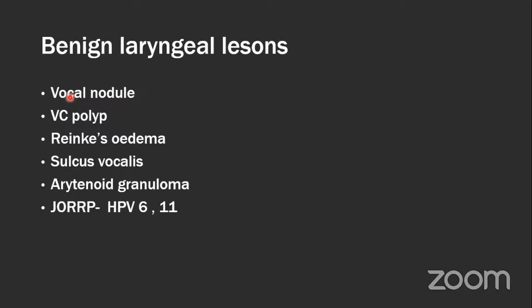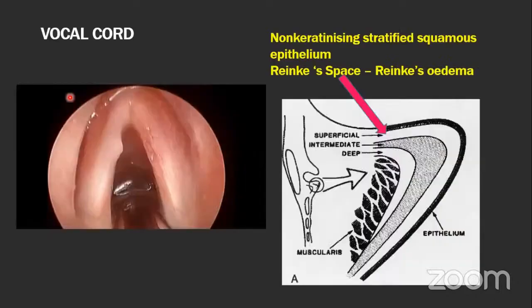It is usually bilateral at the junction of, this is here, an early nodule is there. So it is bilateral. Usually this is not typical. Vocal nodule happens bilaterally at the junction of anterior and the middle third of vocal cords. Okay, this is anterior, middle and posterior. At the junction of anterior and the middle third, usually bilateral.